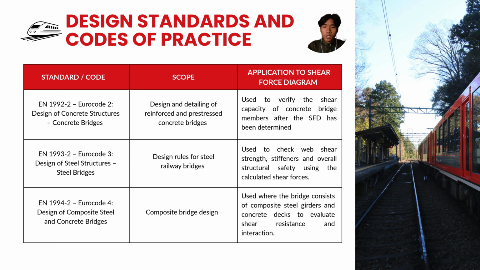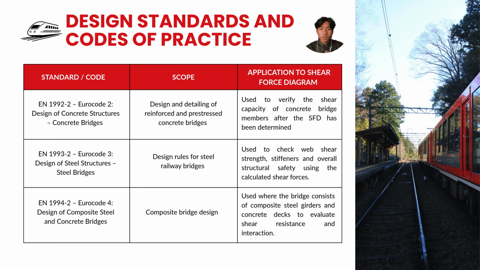The second code we include is Eurocode 3, EN 1993-2, the design of steel structures, steel bridges. The scope is the design rules for steel railway bridges. The application of the shear force diagram is to check web shear strength, stiffness, and overall structural safety using the calculated shear force.